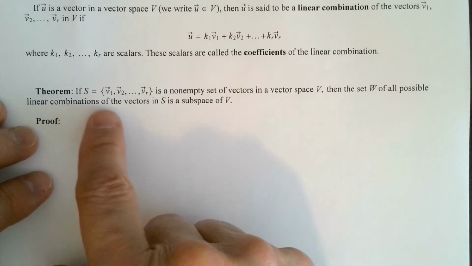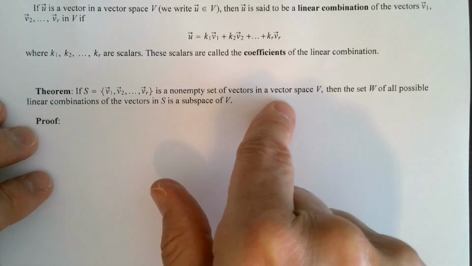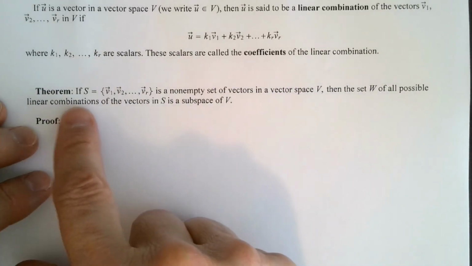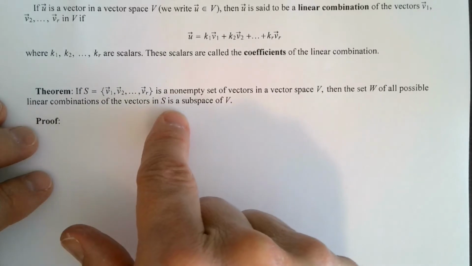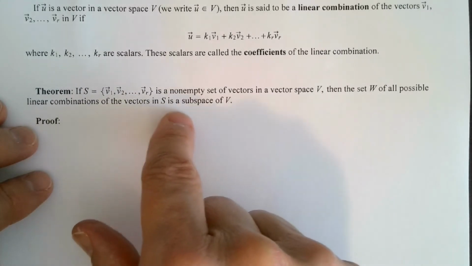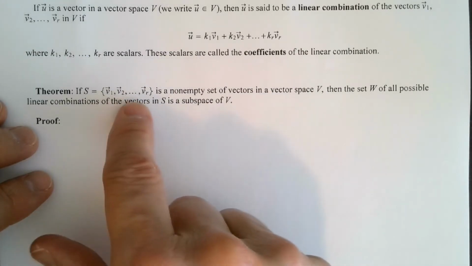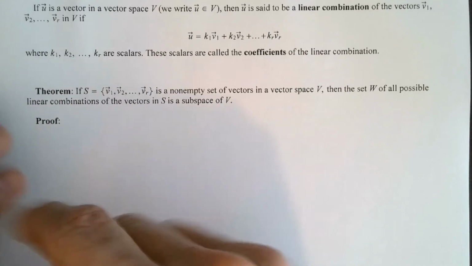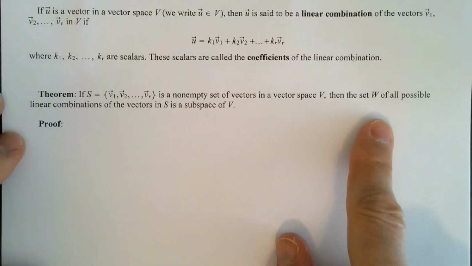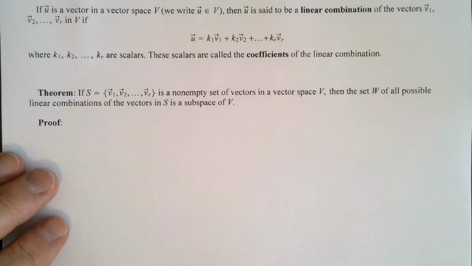Okay, so here's a theorem that we're going to prove. If S is a set of r vectors from a vector space V, then the set W of all possible linear combinations of the vectors in S is a subspace of V. So in other words, if I take any possible linear combination of these vectors, I will get a vector. That vector is going to be in this set W. And this set W, we're going to say, is a subspace.